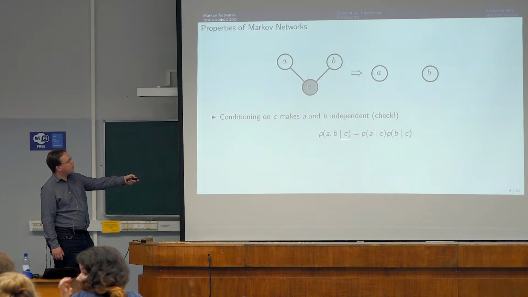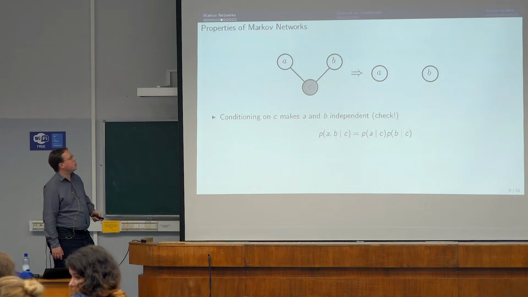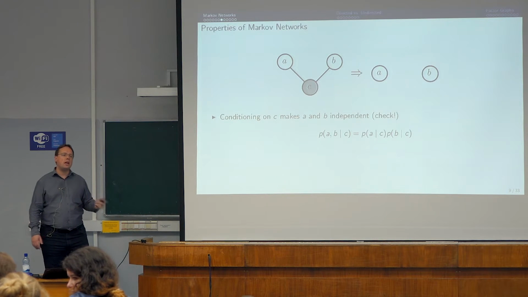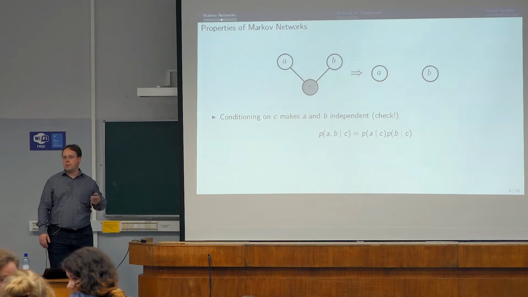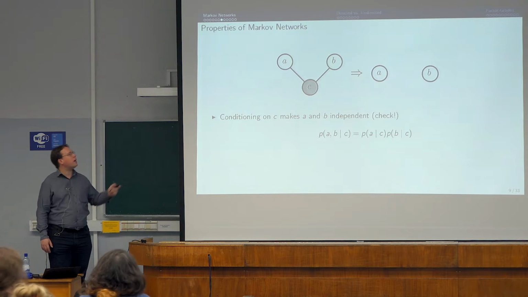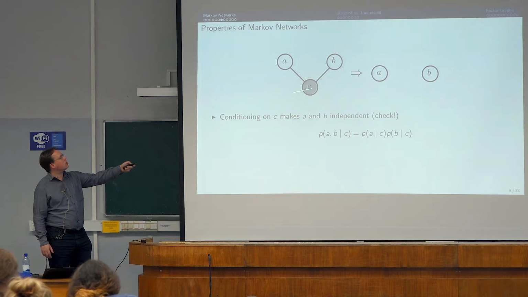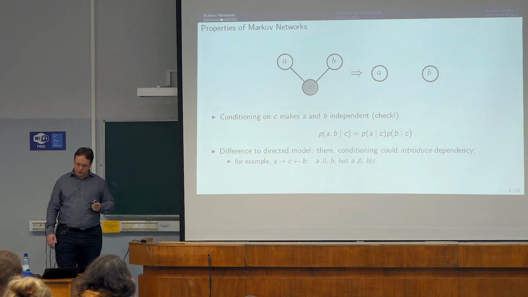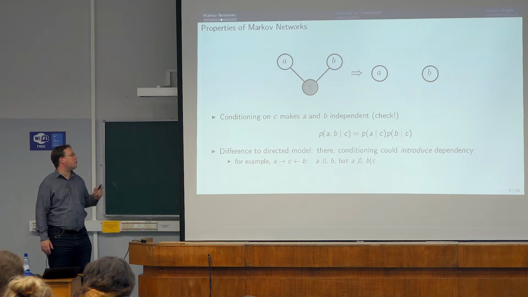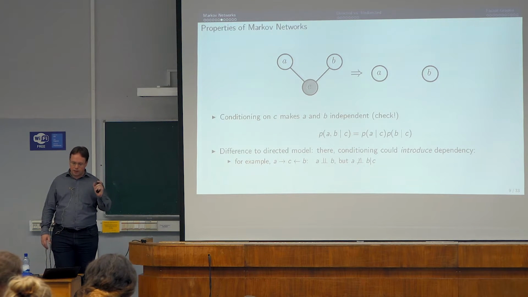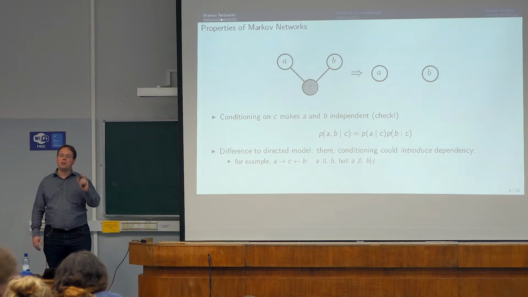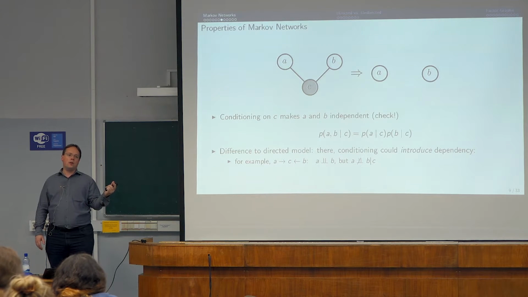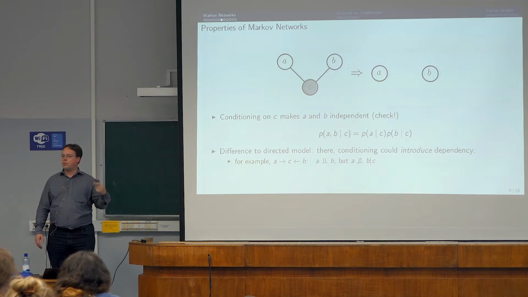So A, B given C, A, C, B, C. So this is a much easier way of reading conditional independence from the graph, right? If you have this kind of path and you condition on the node in the middle, the result will be conditionally independent. And that's already a difference to the directed model, right? In the directed model, conditioning on something could introduce dependence, which previously might not have been the case.